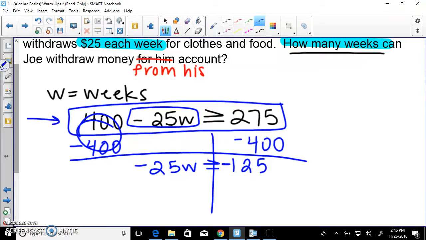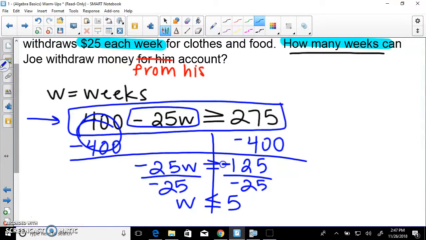All right, from here we're going to divide both sides by a negative 25. Alarms going off in my head. I'm dividing by a negative. What do I have to do? Got to flip that sign. So we're going to flip the sign. We're just left with w is less than or equal to 5.